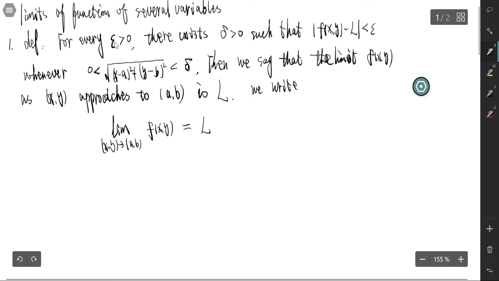The definition is sometimes difficult to understand, but we can imagine it as the distance between the function and the number. For the definition, we should notice that in the plane, if this is (a,b), then (x,y) approaches (a,b) in infinitely many ways.